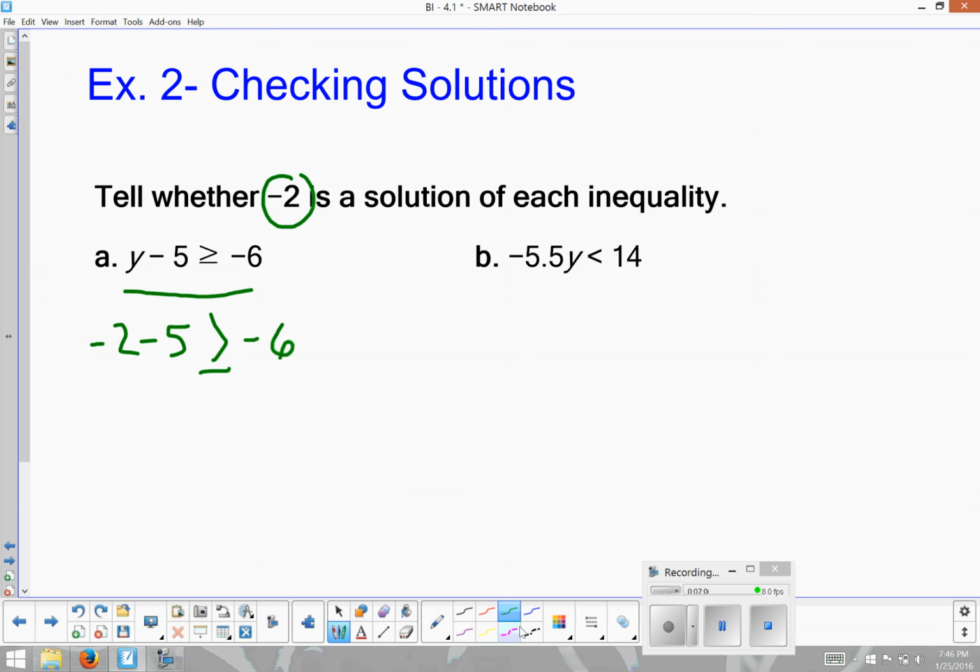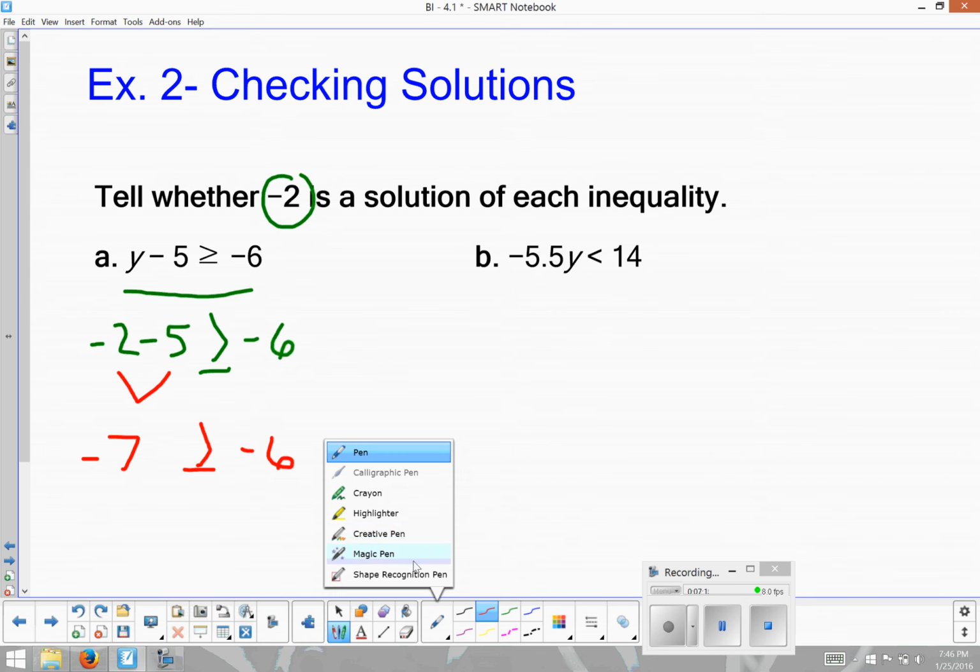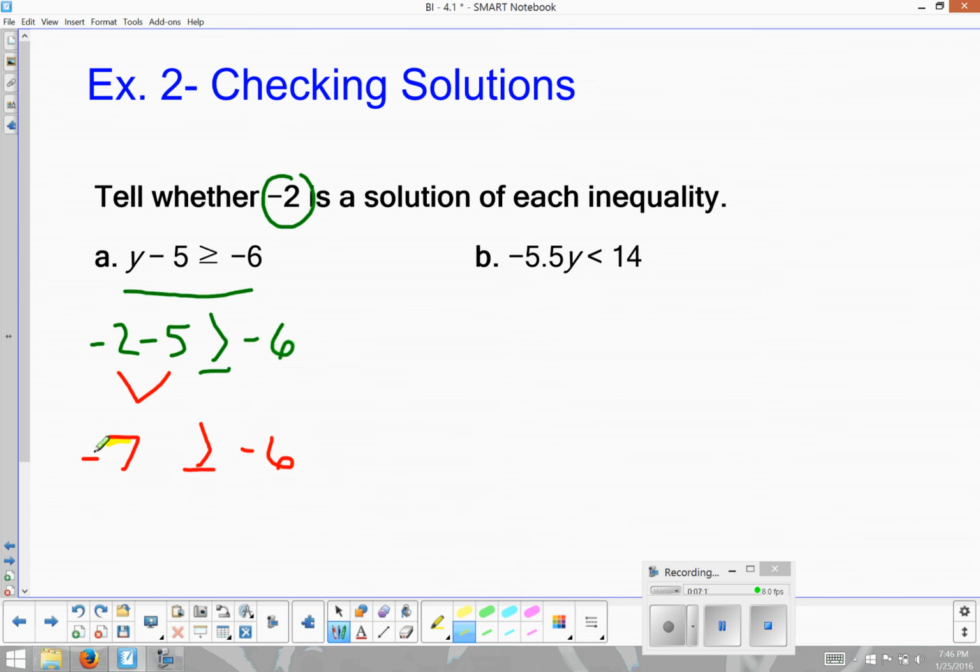Let's see. What we're doing is we're checking. Is this a true statement? So -2 minus 5, the signs are the same, so I'm going to add, and I'm going to carry the sign. I'm going to bring down this inequality, and -6. Okay, let's stare at these numbers really quick. Are these two numbers going to make a true statement? Which one's bigger, a -6 or a -7? Well, with negatives, remember, the bigger the negative, the smaller it is. So I'd rather have a -6. This is actually going to be a greater number.